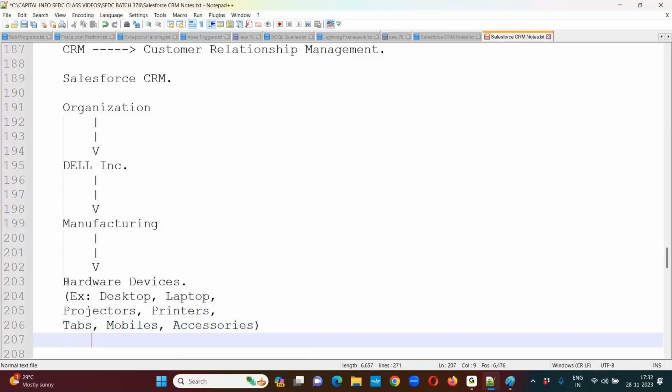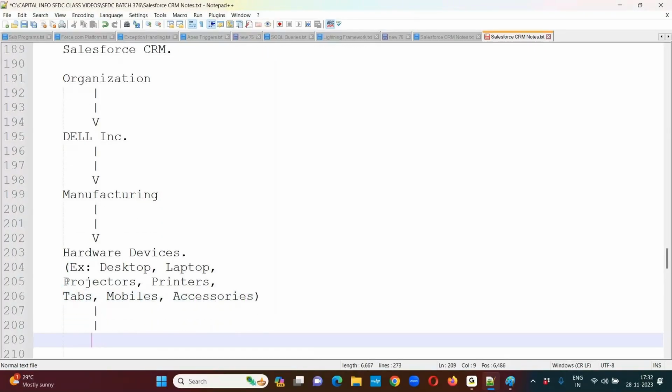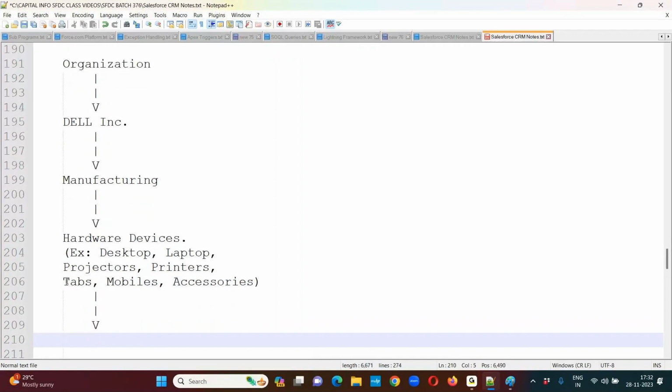Various accessories. Now every year, Dell people are coming up with the latest models of products. They're introducing the latest models of desktops, laptops, projectors, printers, and various other products. Now tell me, are Dell people really manufacturing each and every part of this product? No. In order to manufacture a laptop, it requires so many internal components.